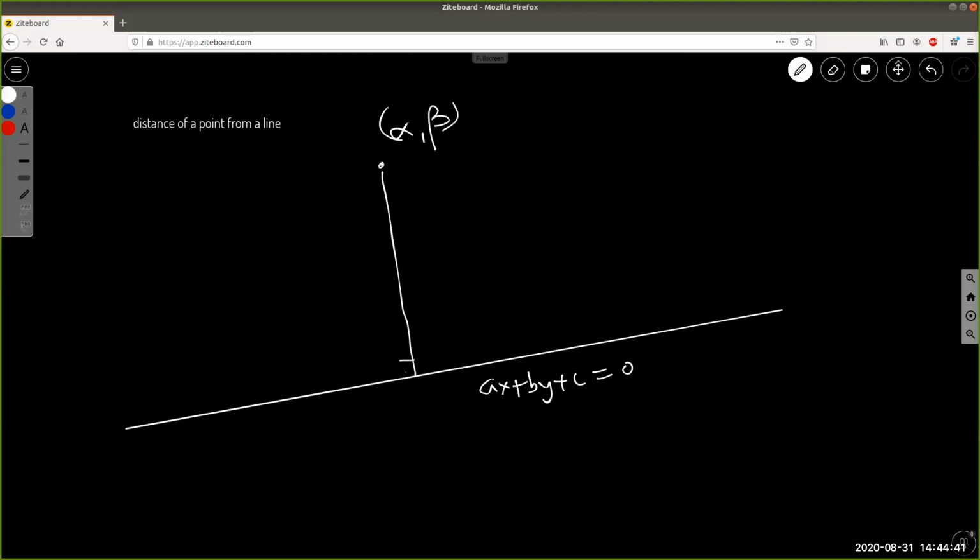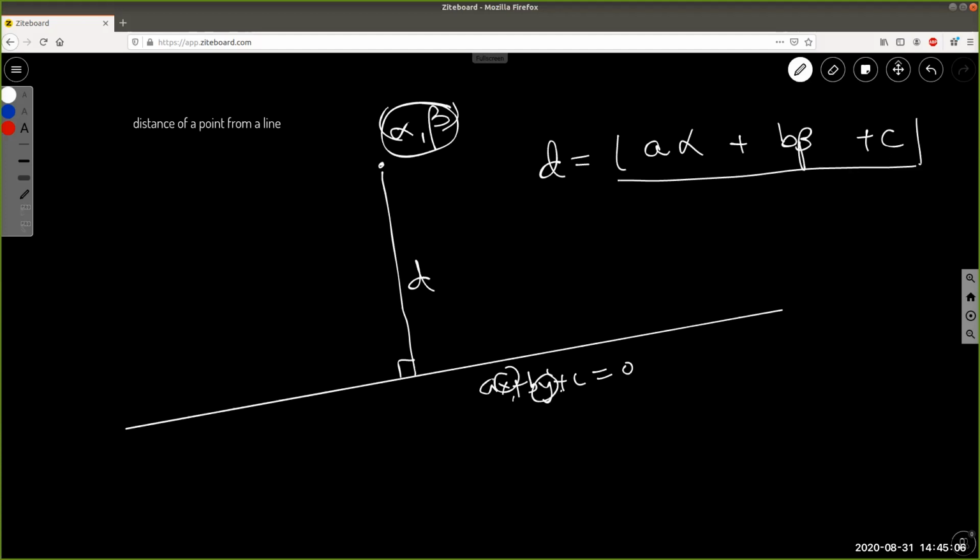This is the distance I'm talking about. The formula for distance is, listen carefully, write the equation of the line, but instead of x and y, put this point alpha beta. So instead of x, you will put the x coordinate of this point, which is alpha. Instead of y, you will put beta, and then you take the mod and divide by the square root of the sum of squares of the coefficients, a square plus b square.